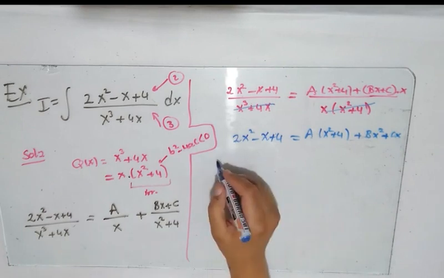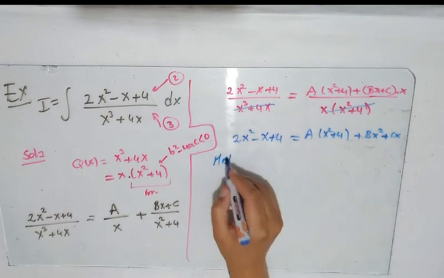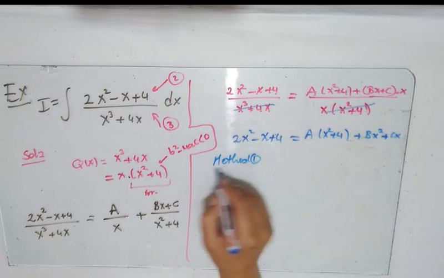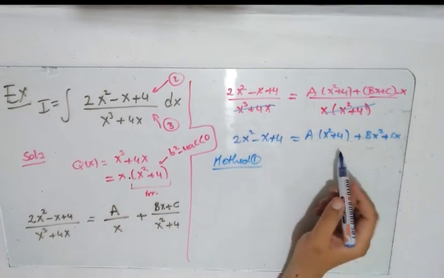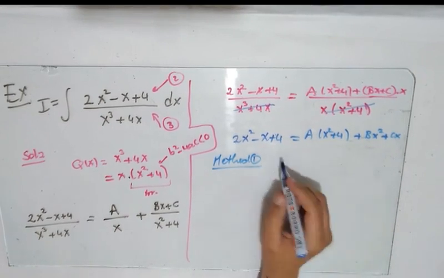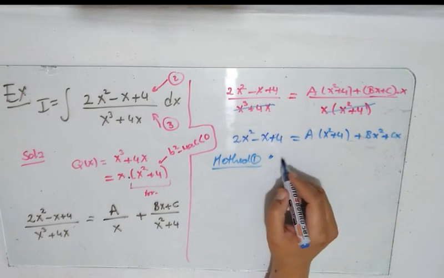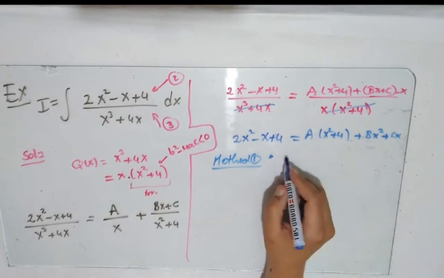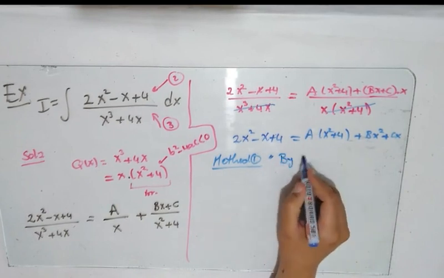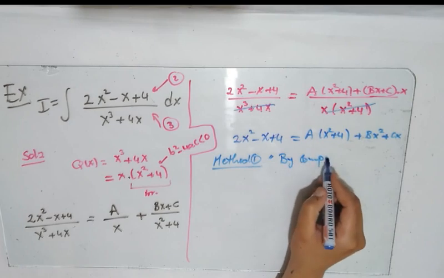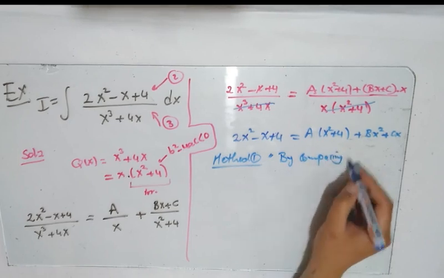Okay, and here, as usual, we have two methods. So let's solve using the first one. These two methods will allow us to calculate a and b and c. So the first one is to get a and b and c by comparing the coefficients.